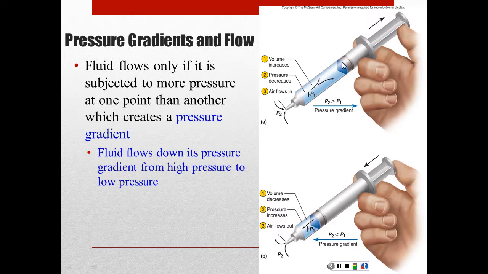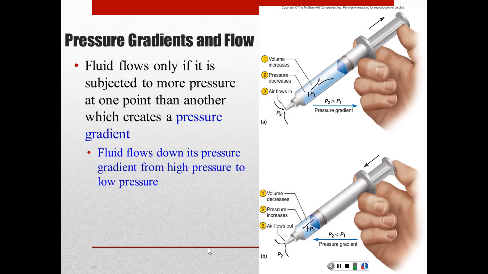Now, as the plunger of the syringe is pulled back, the volume inside the container starts to increase. It lowers the air pressure in the barrel and pulls in air from outside. As the plunger is depressed, the volume decreases, raising the pressure in the barrel and forcing the air out.